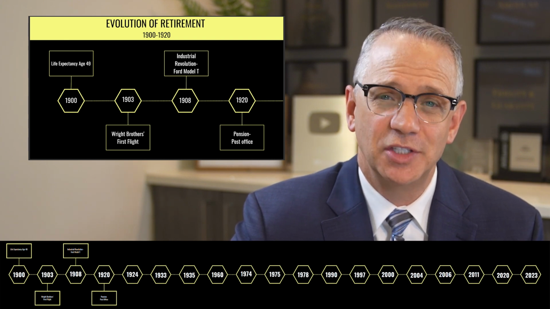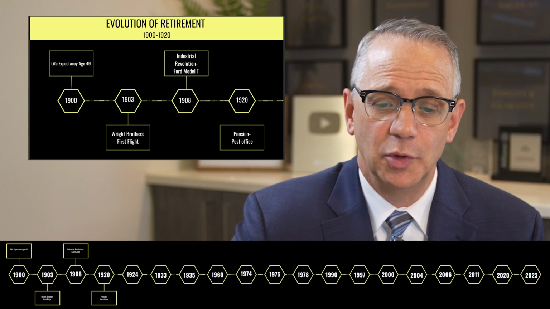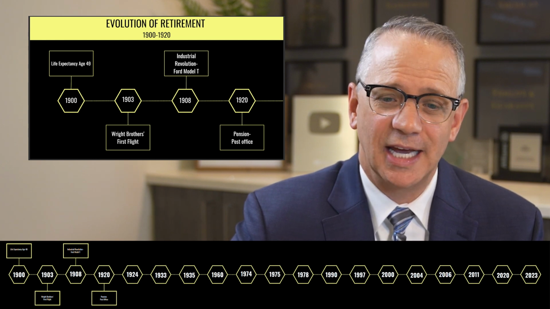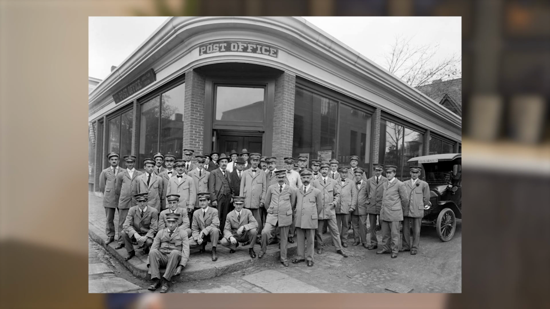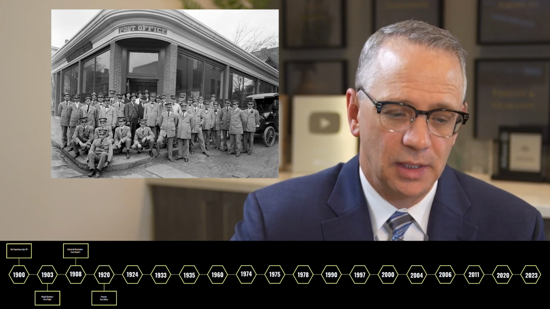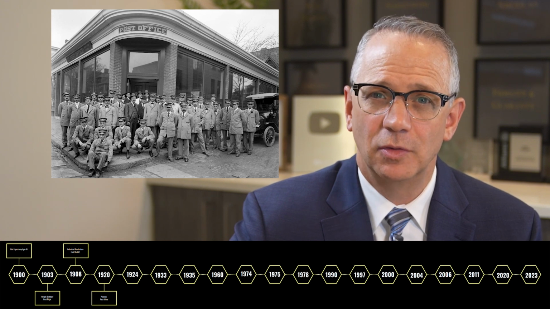Now, by 1920 was the first pension that was offered through the post office. So you had these postal workers who started to get older, and so the government created the first pension for these older postal workers once they reached age 65. Back then, the average person did not have access to an investment portfolio. They basically had savings at the bank, right, or into real estate.